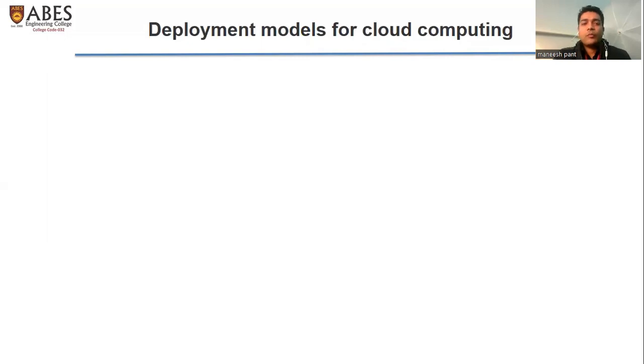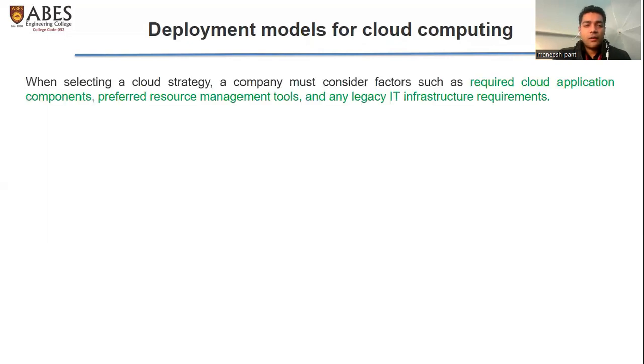So what are the various deployment models? Before selecting a particular deployment model, what things do we have to consider? Let us see the things in green. It requires cloud application components. What cloud application components do you require? Only the software part? Only the platform part? Only the infrastructure part? What are the preferred resource management tools? And any legacy IT infrastructure requirement?